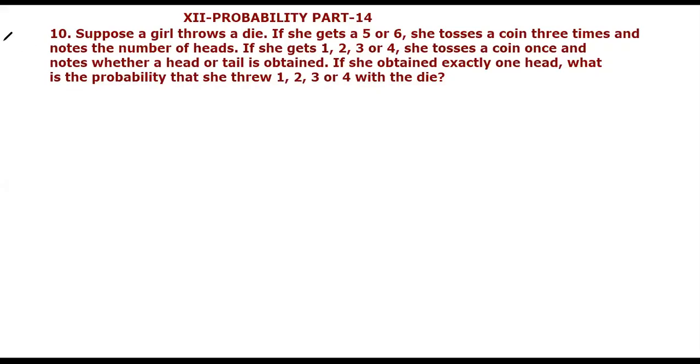Part 14, exercise 3.3. अपन कर रहे थे exercise 3.3. Now question number 10. Suppose a girl throws a die. Then if she gets 5 or 6, she tosses a coin 3 times.